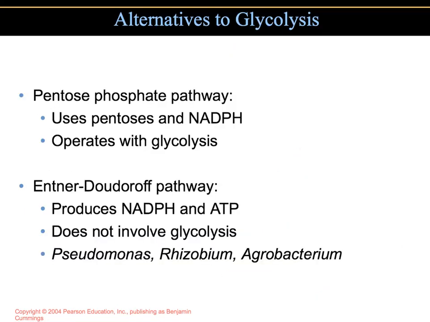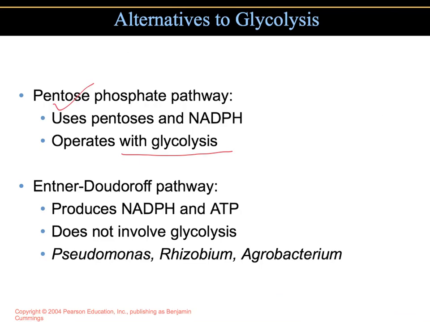Some bacteria have another pathway in addition to glycolysis for the oxidation of glucose. We have the PPP, which is the pentose phosphate pathway, and this uses pentoses, which are 5-carbon sugars, as well as glucose. You see here that it operates with glycolysis. Organisms like B. subtilis, E. coli, E. faecalis will use the PPP, and they produce a lot of important intermediates that are used in the synthesis of nucleic acids and amino acids.